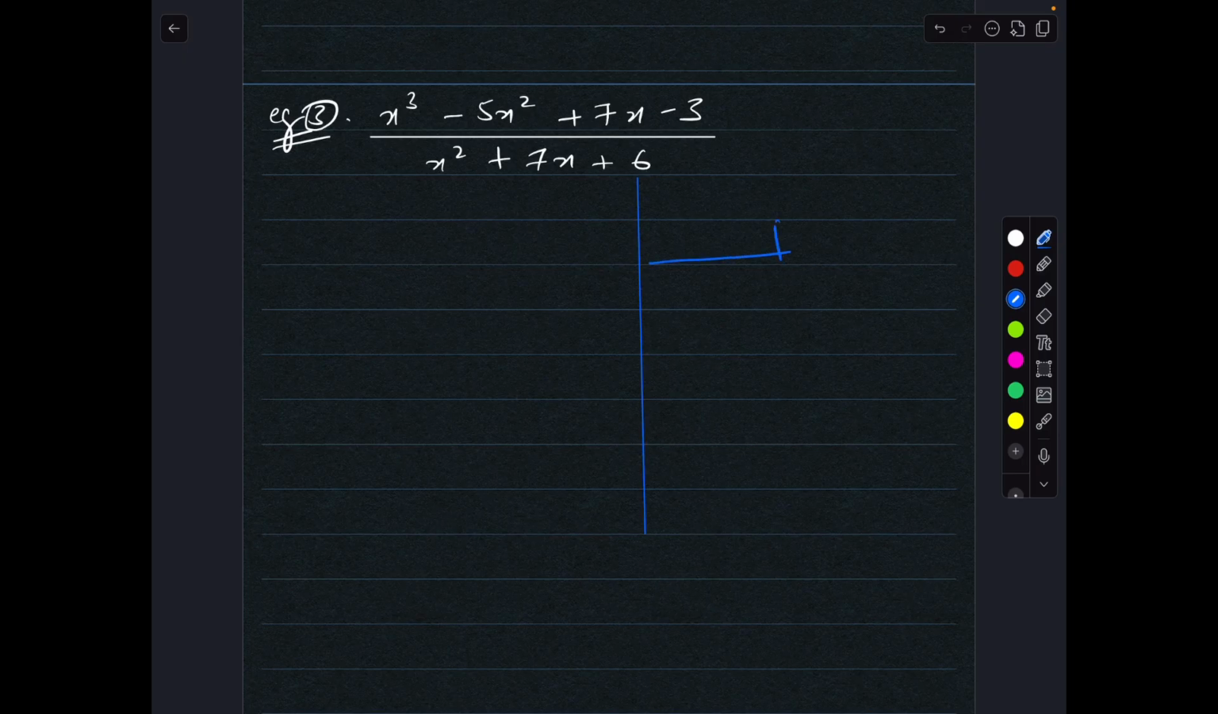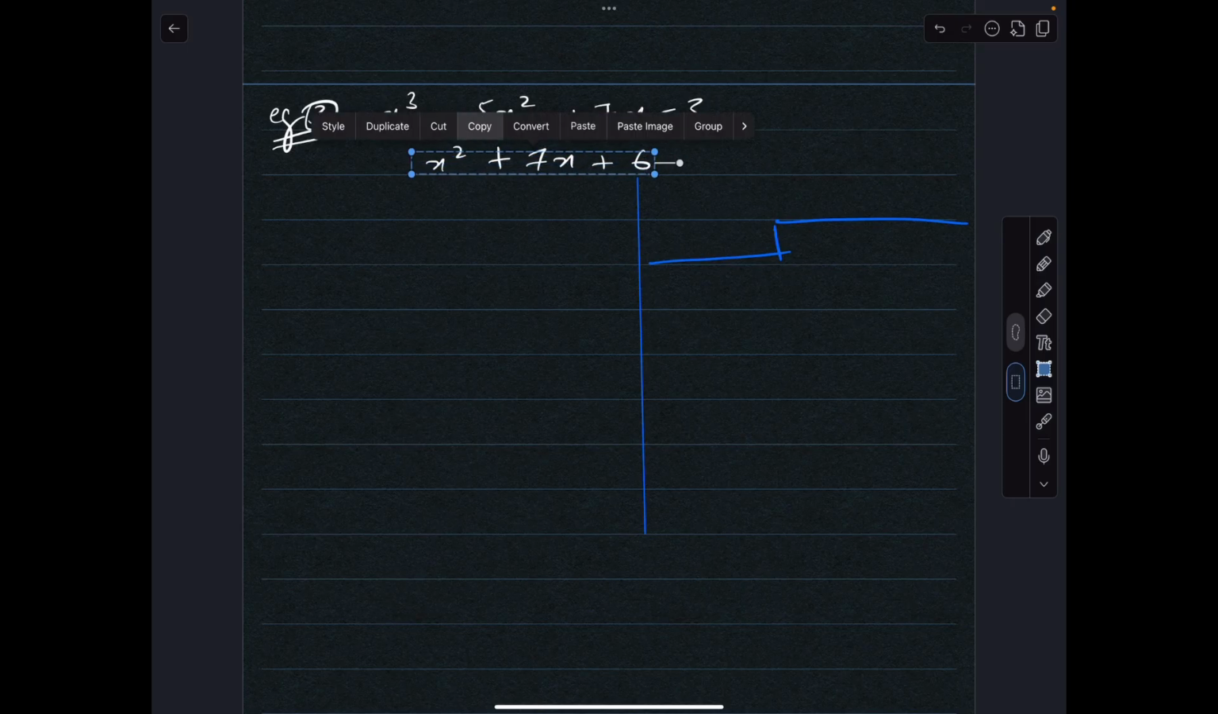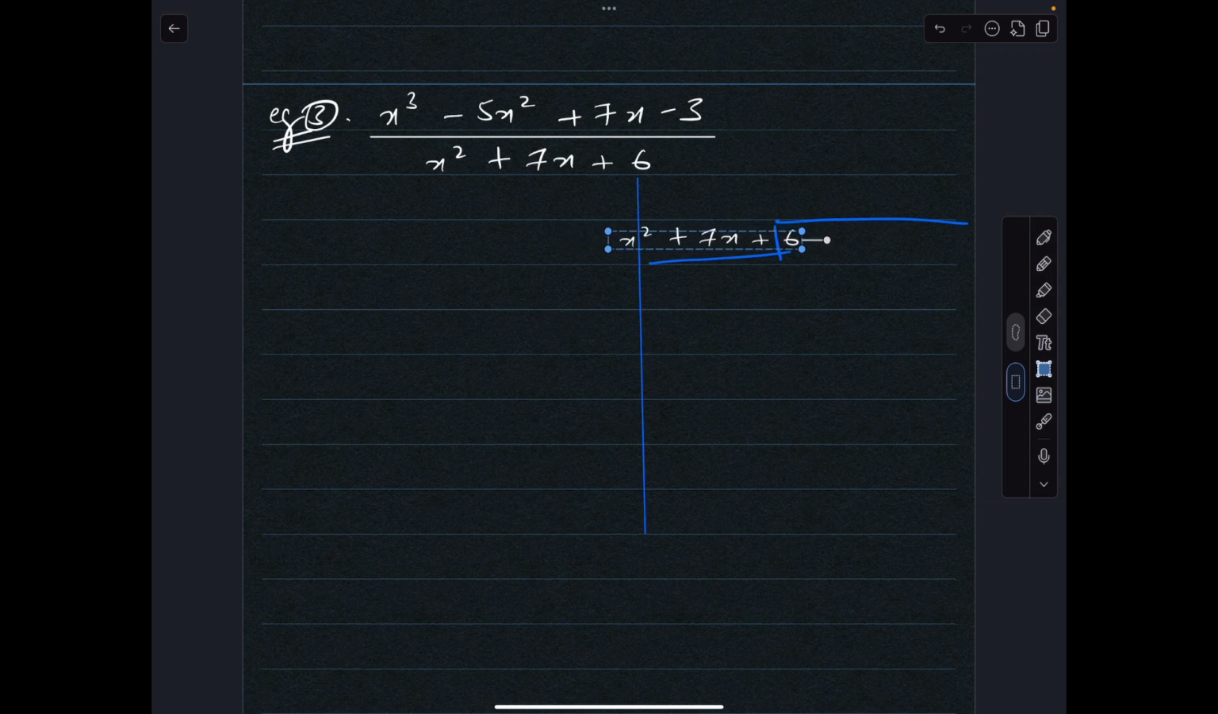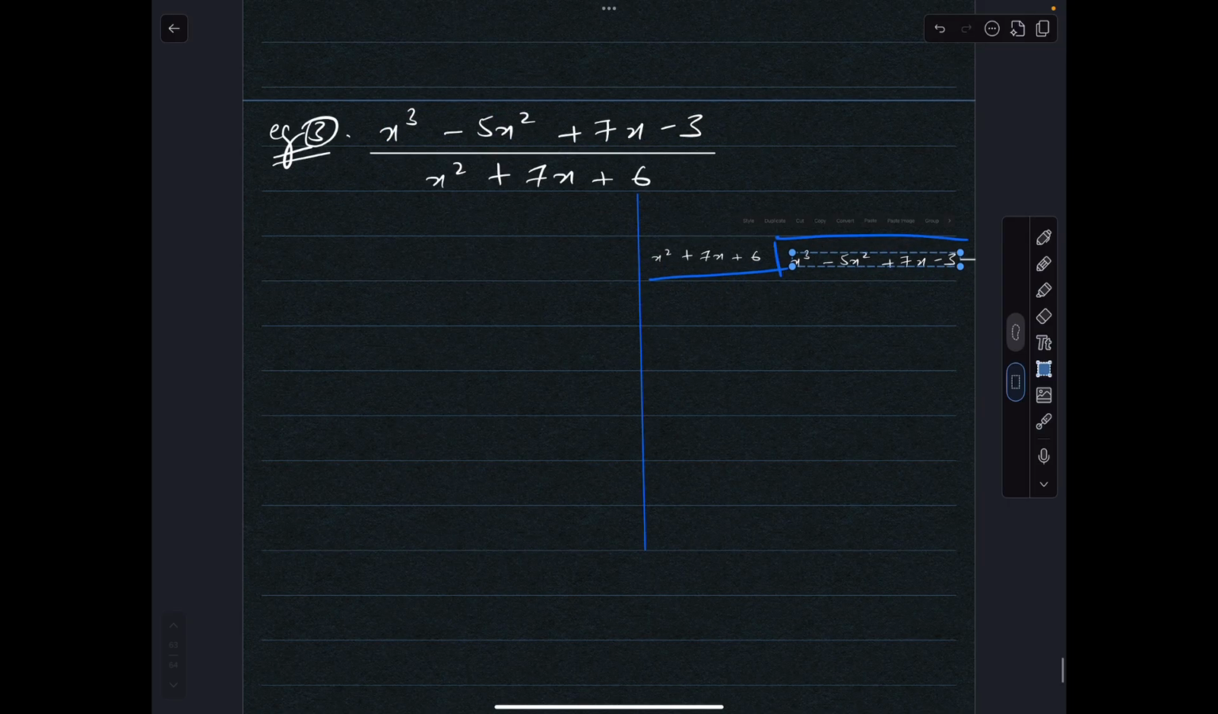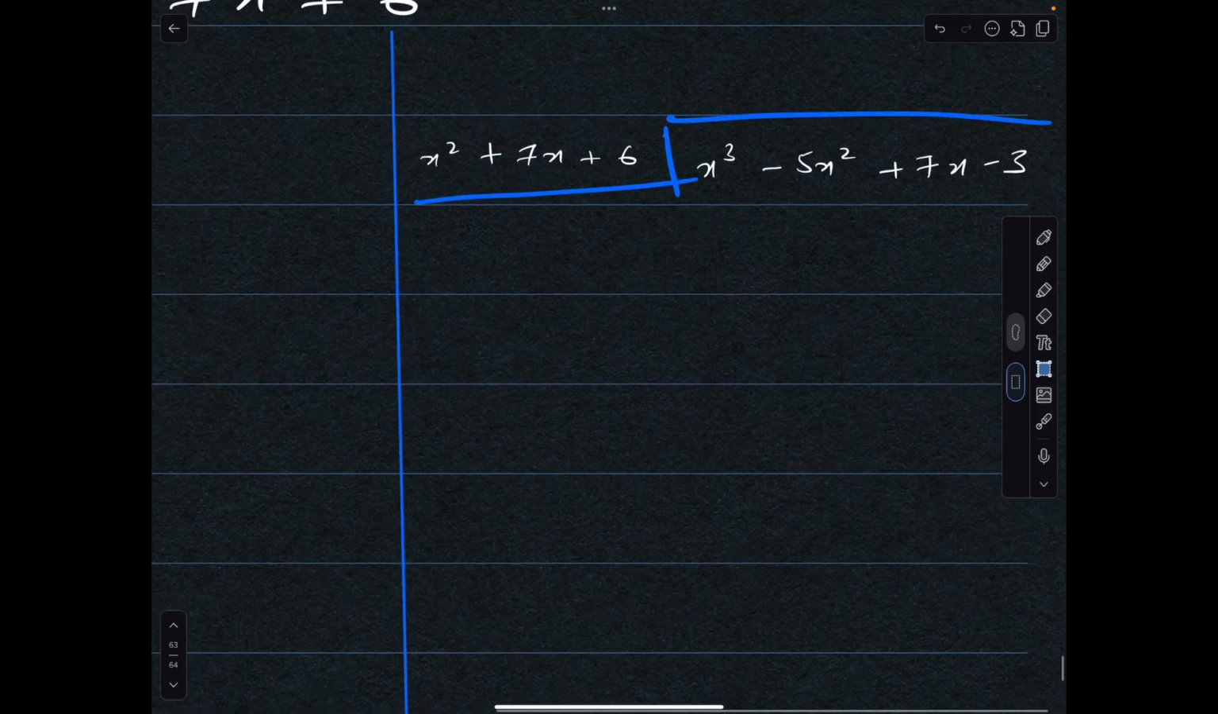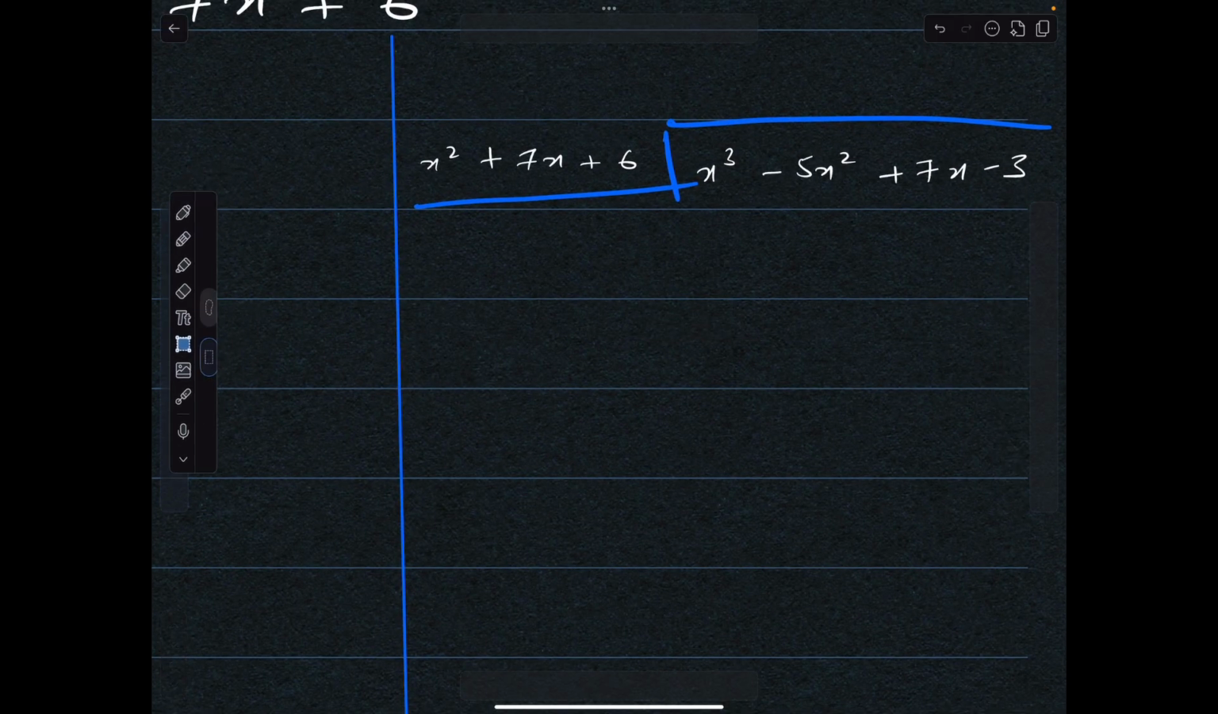And I'll just make a column for long division. So I'll copy the denominator, paste the denominator, and make it small. Then copy the numerator, paste the numerator, and make the numerator smaller yet again. I'll change the color of the pen. This is annoying. And yeah, so I need x in the quotient, I guess.